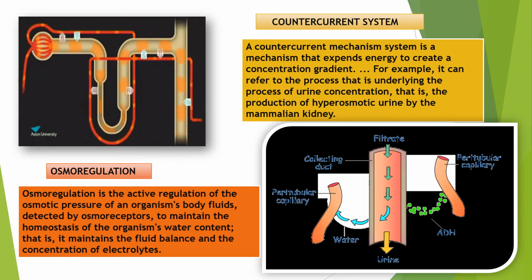In the diagram, you can see in the collecting duct, this is the collecting duct, the middle portion, this is the collecting duct, and both are peritubular capillary. That means one is proximal and another one is distal convoluted tubule. The portion of it has been shown. So you can see clearly osmoregulation is happening, which involves water, which involves urine and ADH. ADH is a hormone. Full form is antidiuretic hormone.